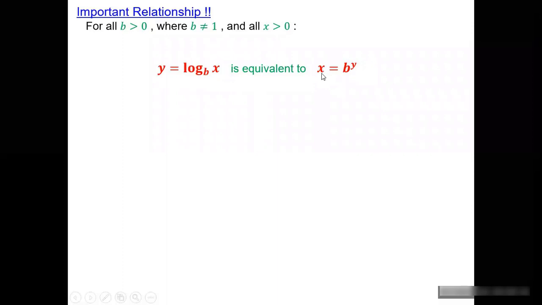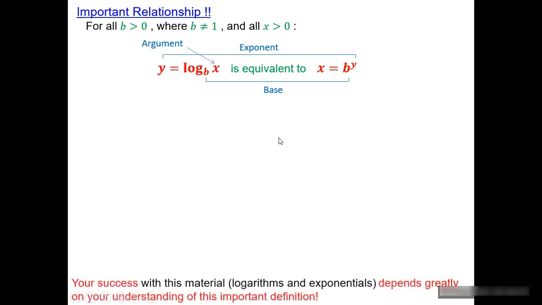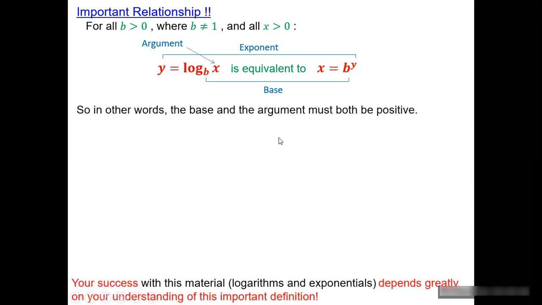x is the answer that we get after raising b to a power. So x is the value that goes inside of the logarithm. Notice that the base is the same here. The exponent becomes the answer for the logarithm, and the x value is referred to as the argument. So let's take a look at an example that actually demonstrates this. Your success here, as I mentioned down below, really depends on your being able to convert between a logarithm form and an exponential form.